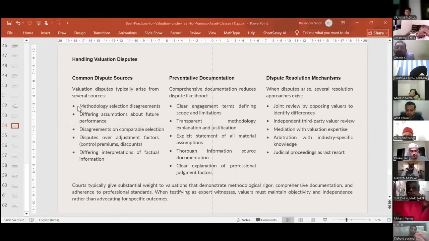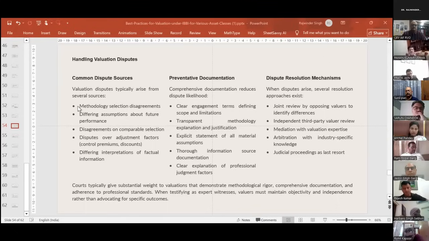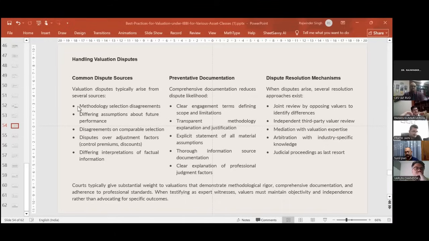The second thing is differing assumptions about future performance. Most of the time there is a difference of opinion about the assumptions about the future performance of the asset. Then there may be disagreement on comparable selection. Then there may be disputes over adjustment factors, control premium, discounts, etc. And then differing interpretation of factual information. So these are the common dispute sources about your valuation. So how can you save yourself?